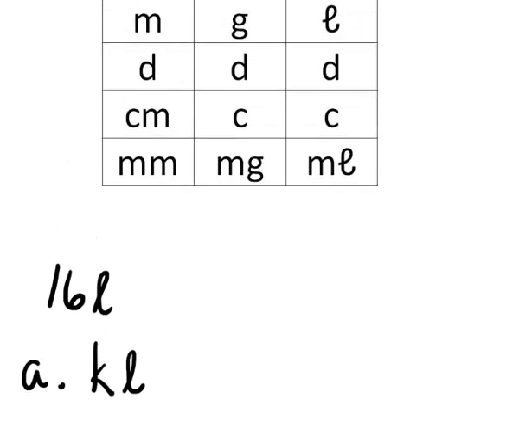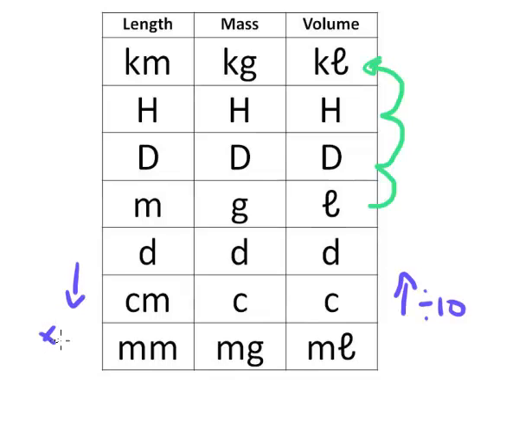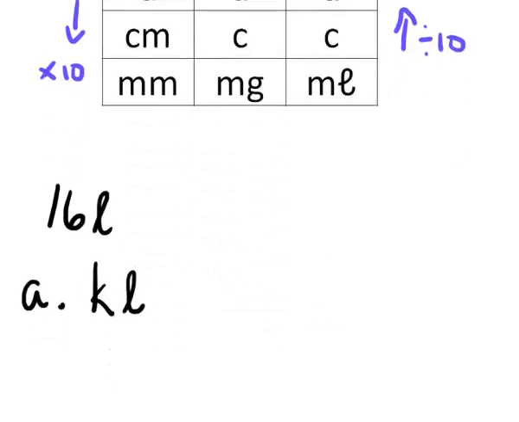Okay, let's have a look at some involving volume now. This time what we're going to do is we are going to convert 16 liters. And the first thing we're going to do is we are going to convert that into kiloliters. Okay, so let's have a look at our table to see how many jumps we've got to do. We're going from liters to kiloliters. So in other words, we're going from liters up to kiloliters. And remember, when we go up, we have to divide by 10 for each jump. Coming down, we multiply by 10. Okay, so we've got to divide by 1,000.